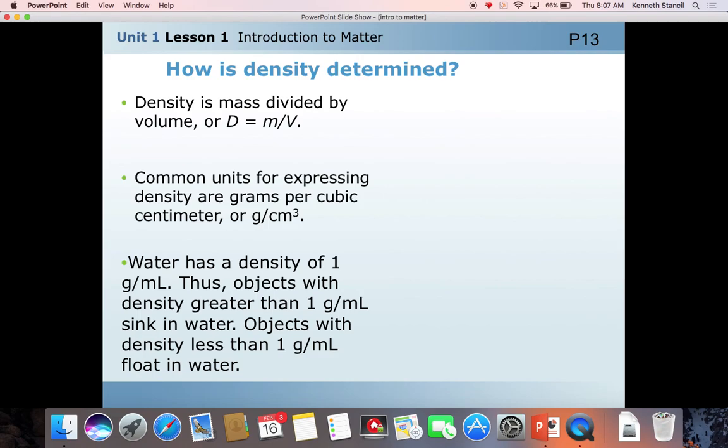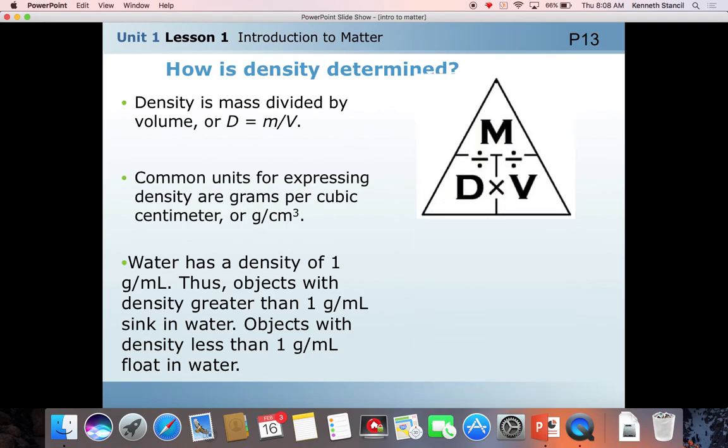How's density determined? Density is mass divided by volume. Again, common units for expressing it are grams per cubic centimeter or grams per centimeter cubed. Water has a density of 1. We go right back to the same thing. Thus, objects greater than 1 sink, less than 1 float. This little triangle would be huge to memorize and have in your notebooks. It tells you how to manipulate the formula.